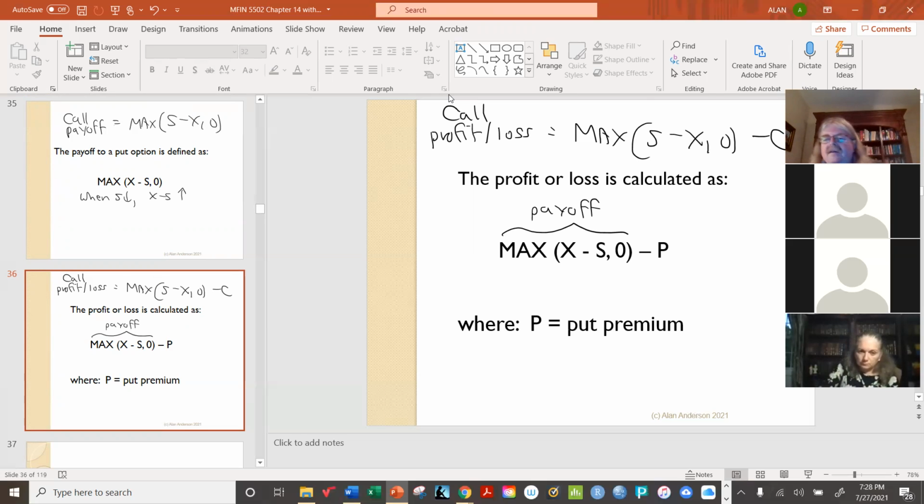All right, now, of course, you probably can anticipate what's coming next. We need a graph or two graphs so we can visualize this relationship, and also try to figure out when in the world would you ever buy a put.